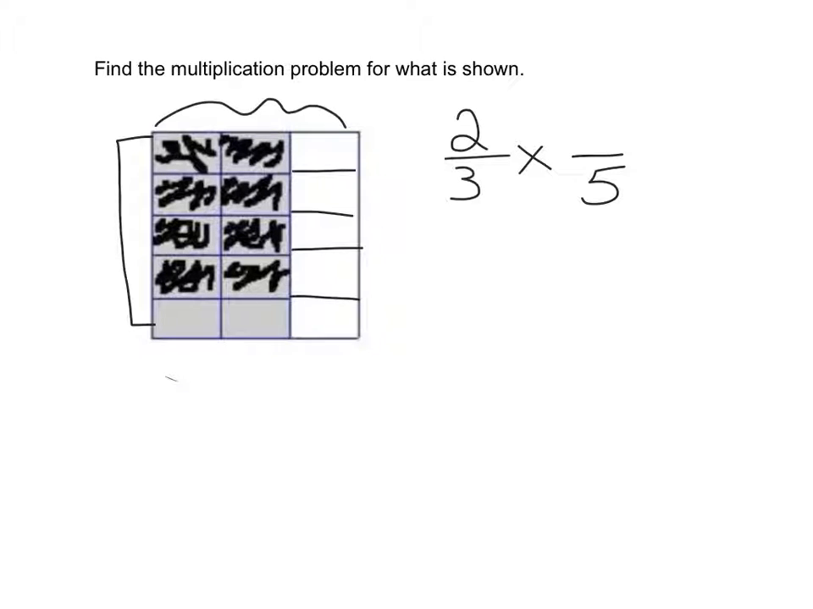And now when we look, there are 1, 2, 3, 4 of those fifths that are shaded. And then if we look at the total, there's 8 that are darkly shaded out of 15 total squares.